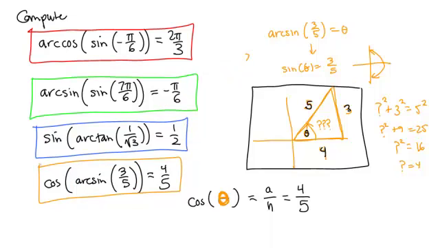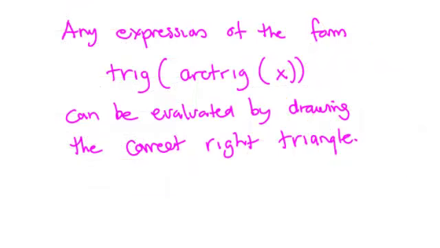So we've just found out not only that the cosine of the arcsine of 3/5 is 4/5, but that we should be able to solve any kind of function, any kind of problem that takes the form trig of arctrig. Let me summarize that. Any expression of the form trig of arctrig of x, where these two trig functions don't actually have to be the same trig function, can be evaluated by drawing the correct right triangle.